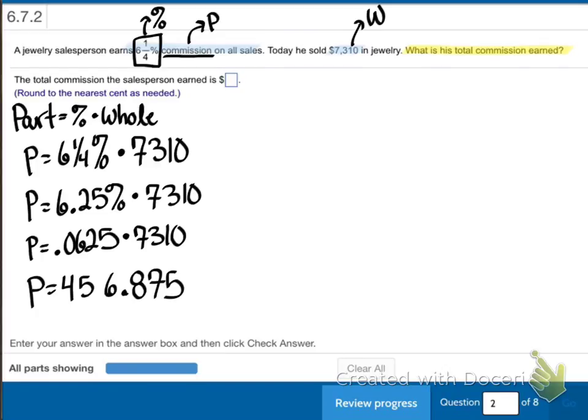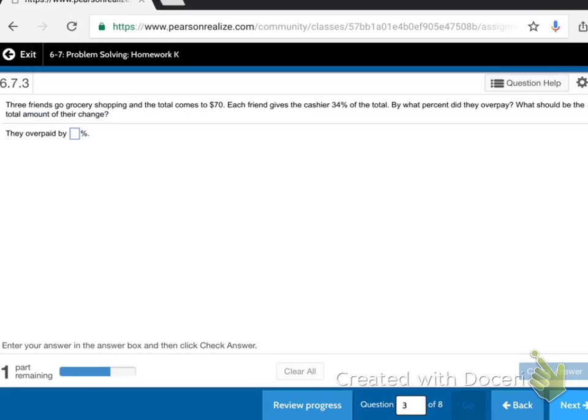So I get part equals $456.875. Notice here that it says round to the nearest cent. So the cent is the 100th spot. So I'm going to draw on the line. We're going to round at that second decimal point. So 5 is in that next decimal spot, so I'm going to round that 7 up to an 8. So he makes $456.88.